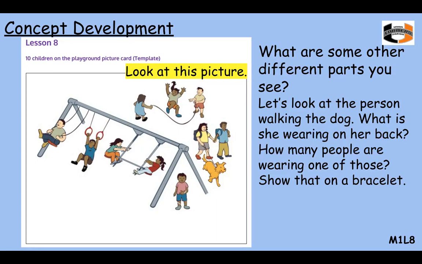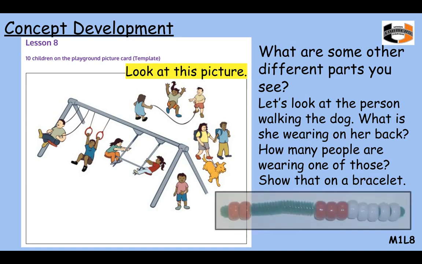What are some other different parts you see? Let's look at the person walking the dog. What is she wearing on her back? How many people are wearing one of those? Show that on the bracelet. That's right, there are 2 people wearing backpacks.